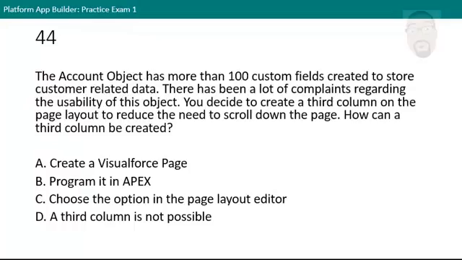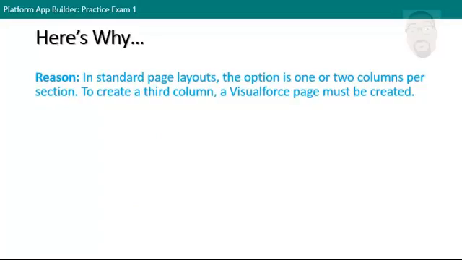The account object has more than 100 custom fields created to store customer-related data. There have been a lot of complaints regarding the usability of this object. You decide to create a third column on the page layout to reduce the need to scroll down the page. How can a third column be created? Create a Visualforce page. In standard page layouts, the option is 1 or 2 columns per section. To create a third column, a Visualforce page must be created.